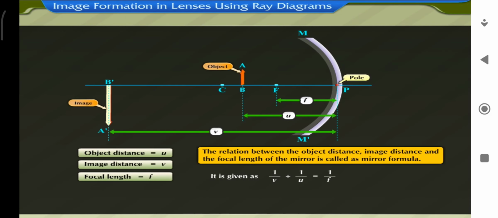In spherical mirrors, we used mirror formula with certain sign conventions to find position, size, and type of the image formed. Similarly, for lenses, we have sign conventions and lens formula. Let us explore more about it.